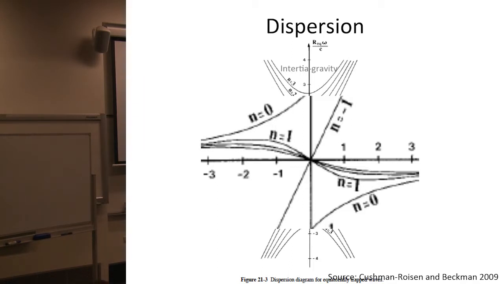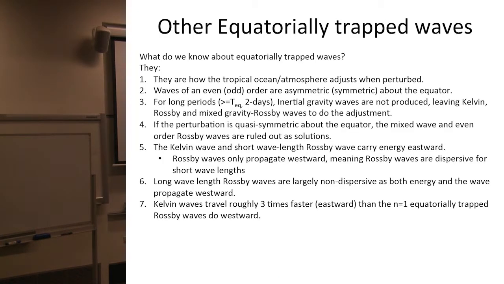For wave numbers smaller than 1, both in the positive and negative space, they're all propagating westward. And the energy, so the slope of this line, is also westward, so they're non-dispersive for long wavelengths. For small wavelengths, so wave numbers greater than 1, you can see the slope of this line turns positive, which means you get eastward energy propagation, but the waves are propagating westward, so the waves disperse quite rapidly, meaning they're not important. So this is the main bit we need to know.